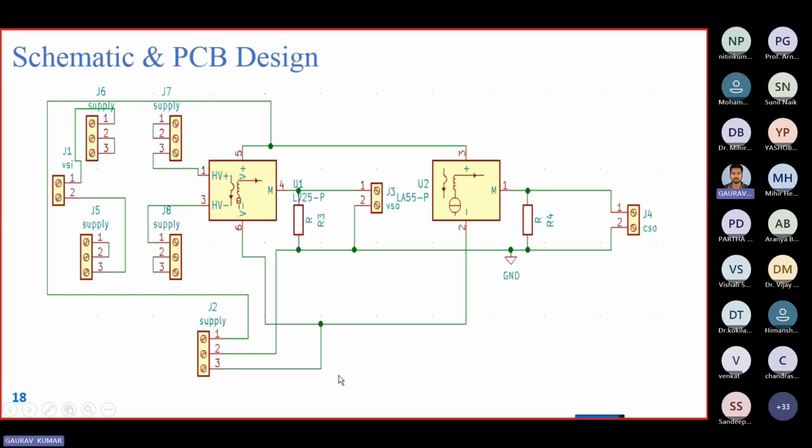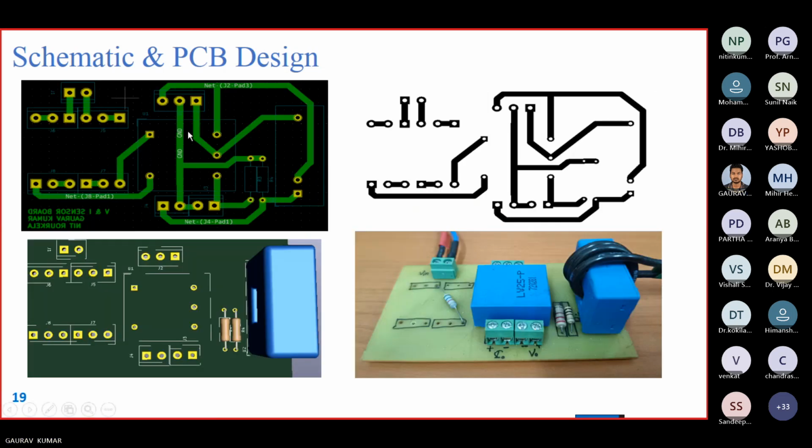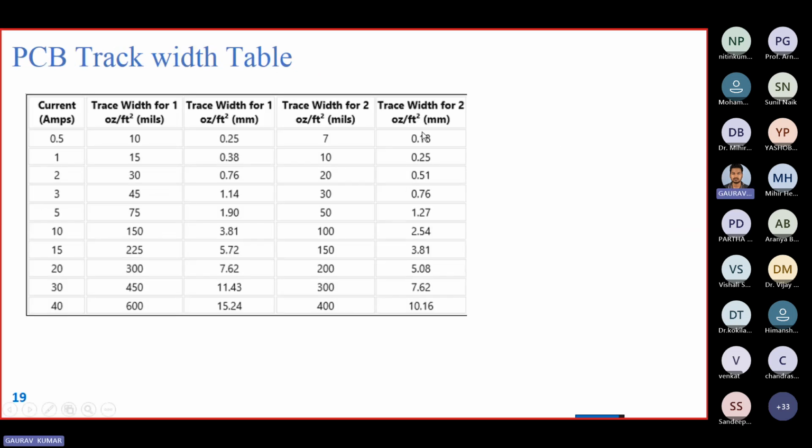Moving to the next slide, this is the schematic and PCB design. This is the schematic of the current sensor circuit, this is the PCB layout, and this is the print view, and this is the current sensor which we have designed in our lab. This is the PCB track width table.